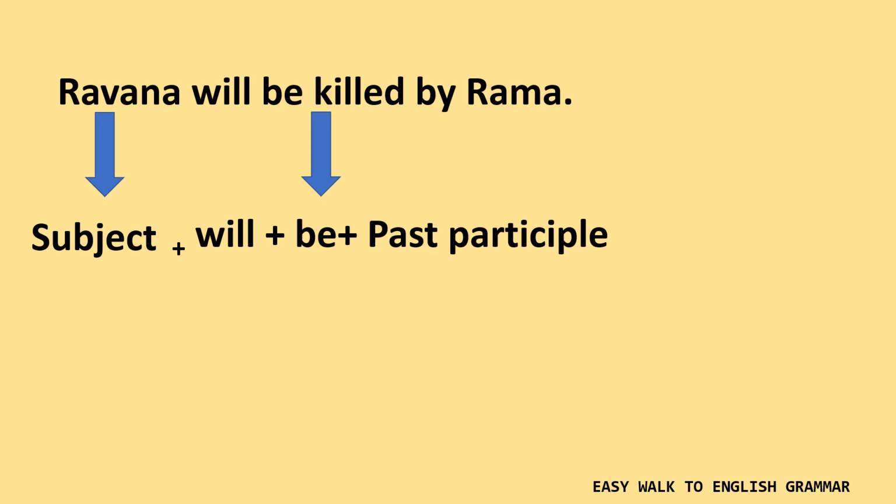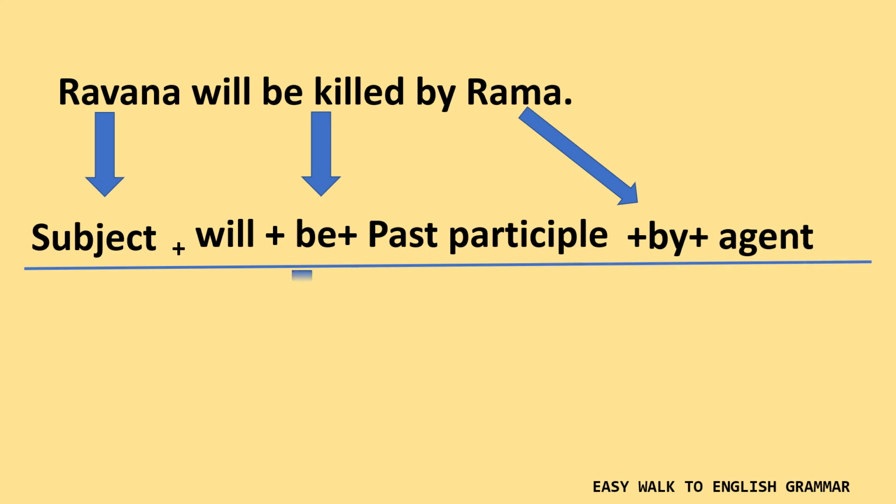The second auxiliary in a passive voice where we use modal auxiliaries will always be this be, plus past participle form of the verb, plus by the preposition, plus agent. This is the passive voice format of the sentences or the active voices where we use modal auxiliaries.